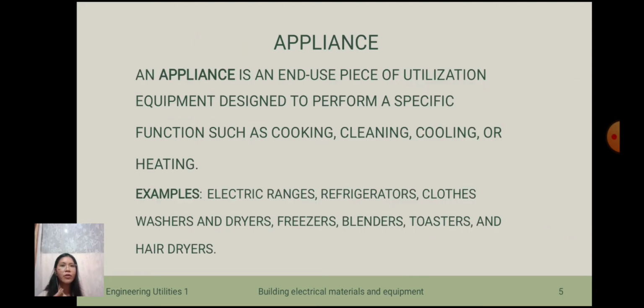So talking about appliances, an appliance is an end-use piece of utilization equipment designed to perform a specific function such as cooking, cleaning, cooling, or heating. So examples are the electric ranges, refrigerators, clothes washers and dryers, freezers, blenders, toasters, and hair dryers. So these are the appliances that we can see in our household.